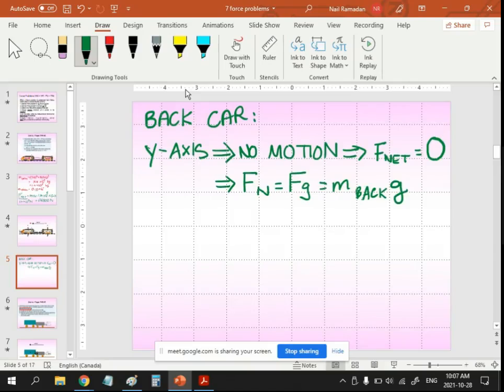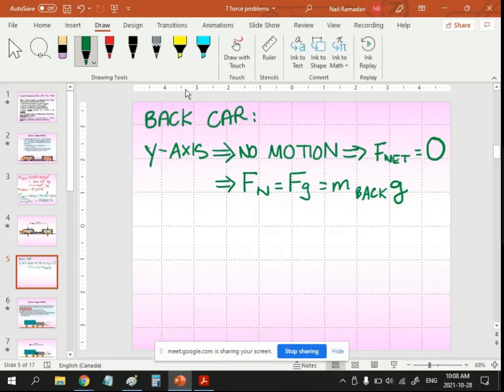Please don't plug in numbers until the end. By the way, get used to that. Okay, we're done the y-axis. Oh, no, because we are only looking at the back car. I am only looking at the back car, so I'm only going to use the mass of the back car. Done. Okay, mg is the force of gravity on any object on the surface of a planet. In our case, g happens to be 9.8, so basically this is the weight of the back car. We're not calculating it. I'm just doing each axis analysis. That's all.